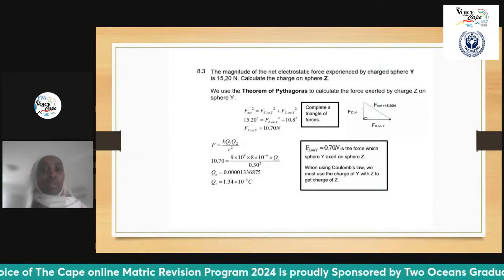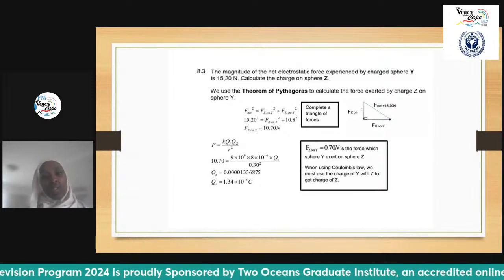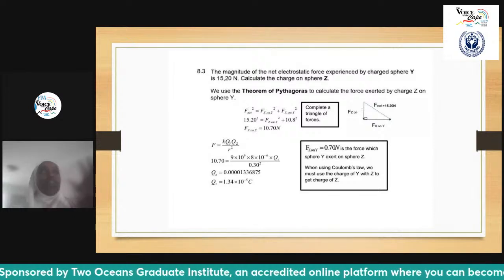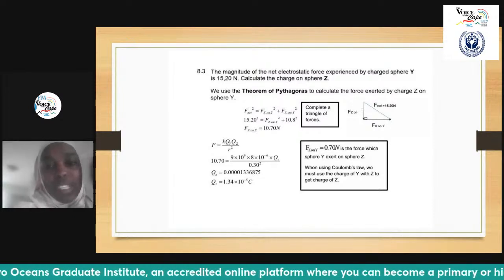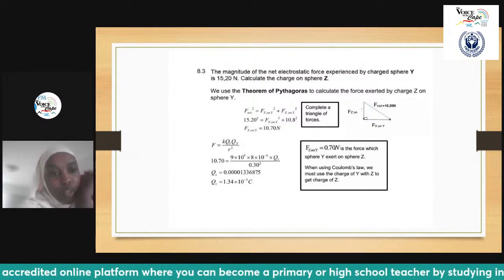This was given to you also, okay? So what you do is now the F net is actually this, because you already did A squared plus B squared plus C squared, okay? They told you that the force is 15.20 newtons. They didn't tell you that F net is 15.20 newtons, okay?